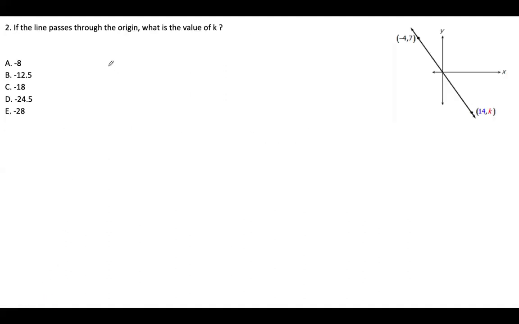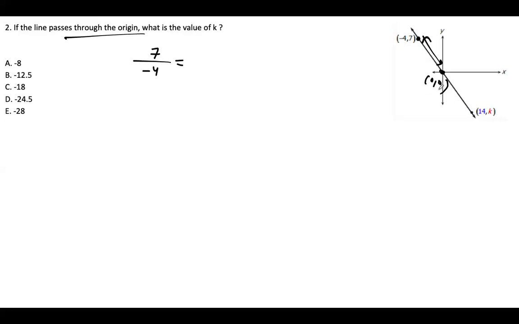Go for the next question. If the line passes through the origin, what's the value of K? Okay, 0. Again the same thing. Using these 2 points, can you find the slope? M is 7 minus 0 over 0 minus 4.